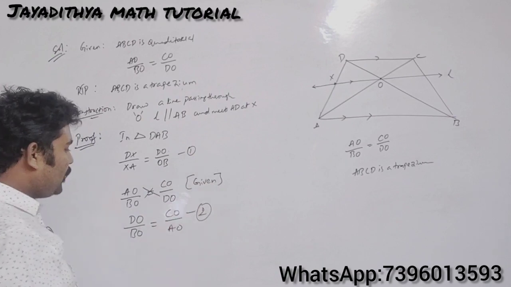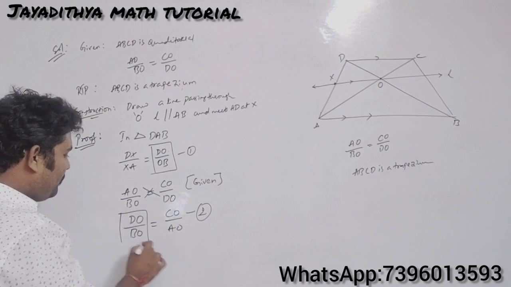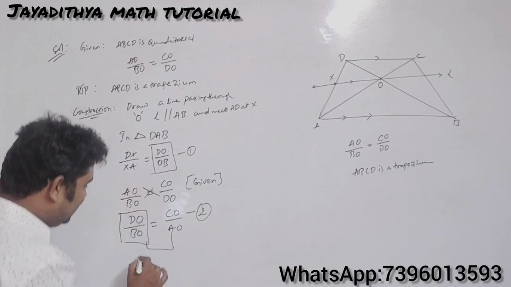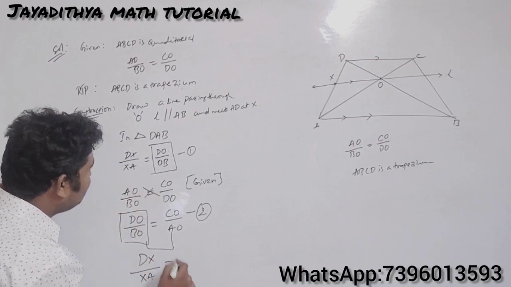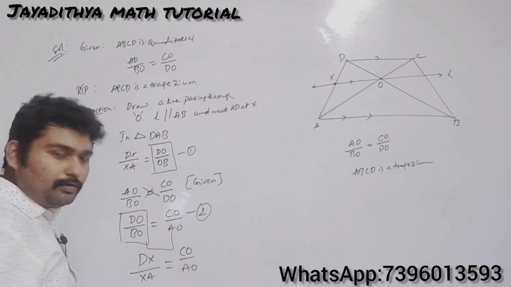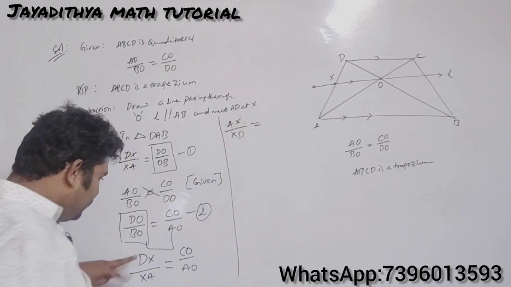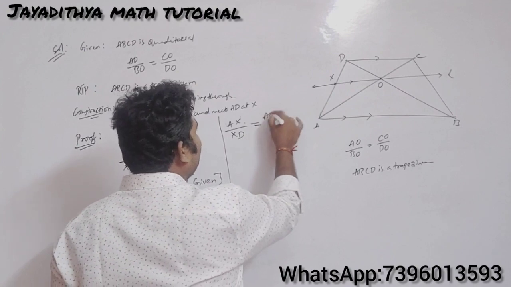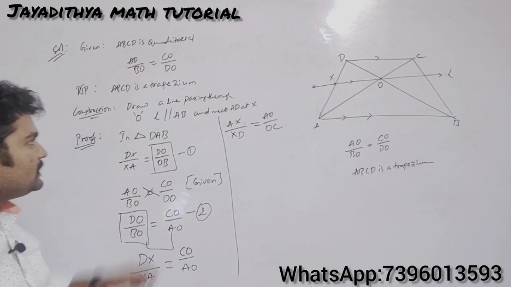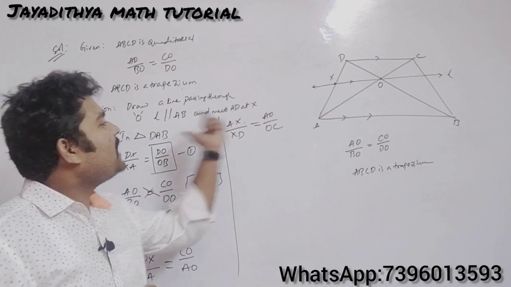And from 1 and 2, what can you say here? Here DX by XA is equal to DO by OB, and here DO by OB is equal to CO by AO. So what can you say that DX by XA is equal to how much? That will be equal to CO by AO. Now AX by XD will be equal to AO by OC. See here, I am just reciprocating on both sides. What happens here? AX by XD is equal to AO by OC. I got it now. So let us apply this to the figure.